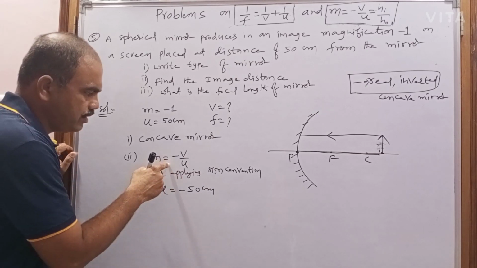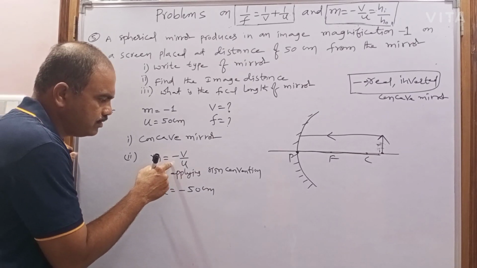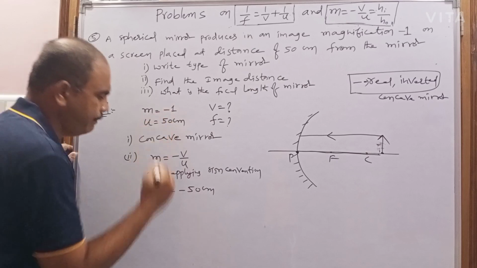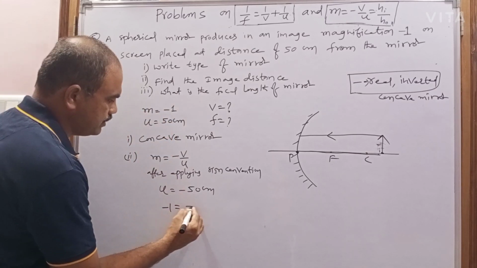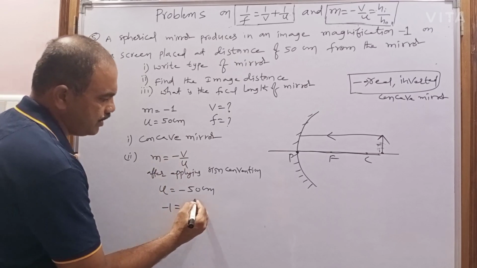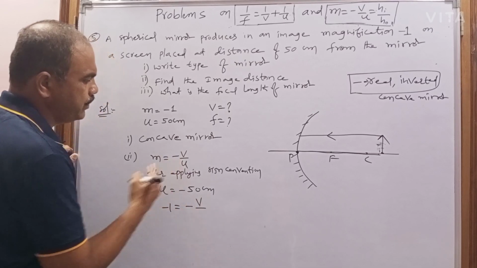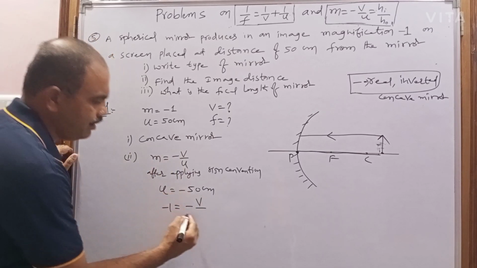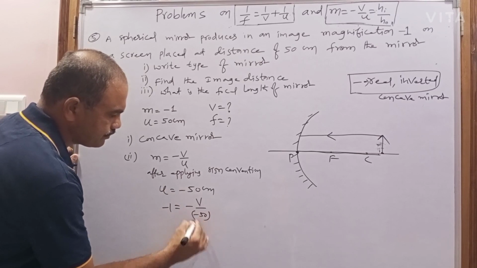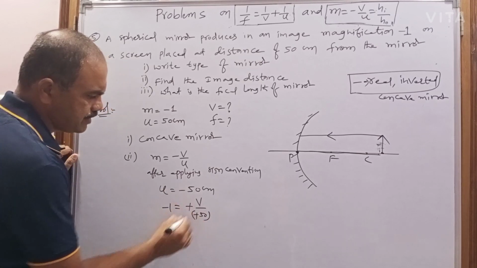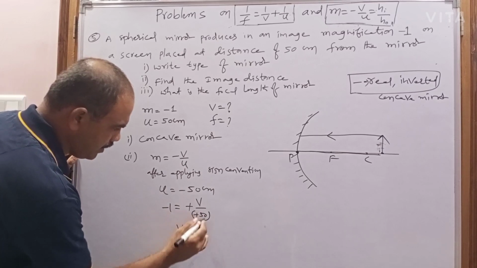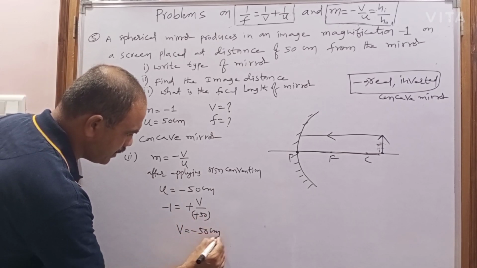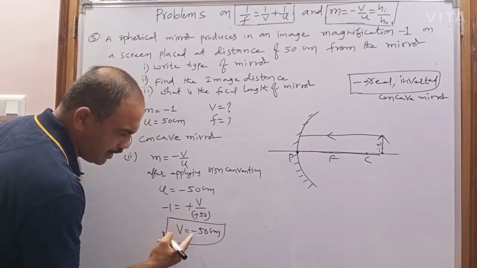Then you have to substitute in this equation. What is m? Minus 1 equal to minus v by u. You don't know v. What is u? u is nothing but minus 50. So this minus minus will be cancelled. When we do the cross product, v equals minus 1 into 50, that is minus 50 centimeter, so you are getting a minus.